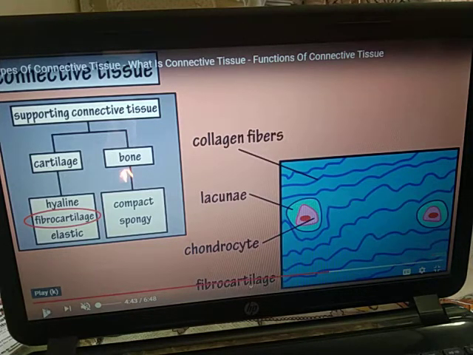We can fold the cartilage of the ear, but we cannot bend the bone of our arms, and this is because of its elastic nature. Collagen fibers, lacunae, chondrocytes, and fibrocartilage are some of the components which can be present in the cartilage.